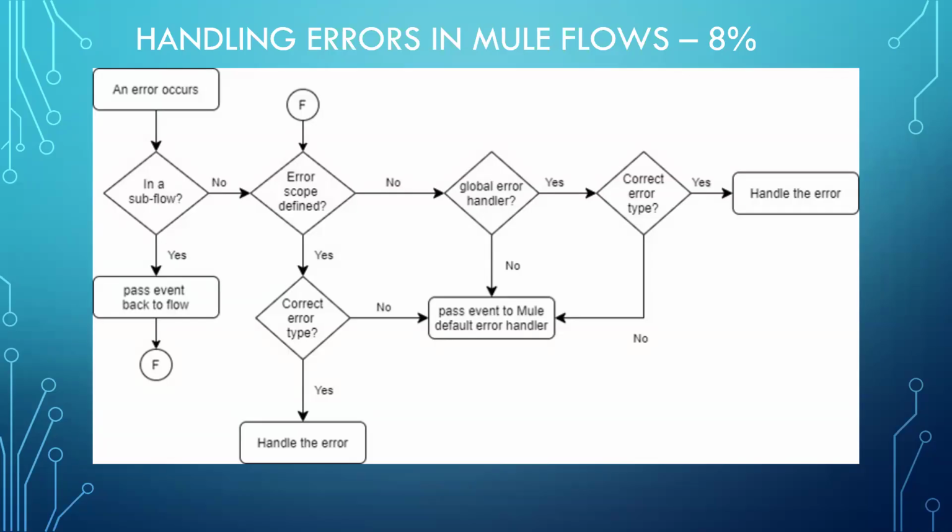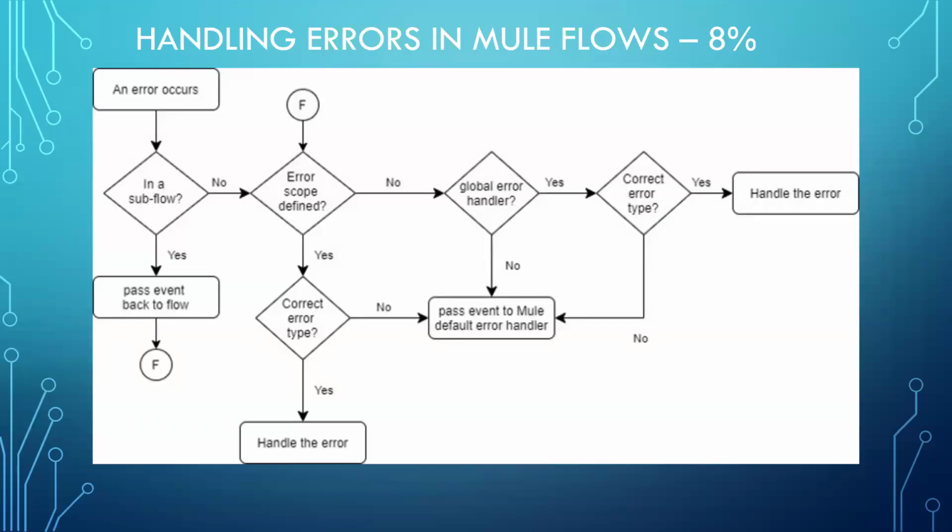So at the very top here, we see where an error occurs. So right out the gate, it drops down into the question that Digital D was covering: is this in a subflow? If it is, then it's going to pass it back to the main flow, dropping down with the answer yes. And then dropping down further, we can see what it will do. The F in the circle there represents in a flow. So now we're coming over a little bit to the next question: is the error scope defined?